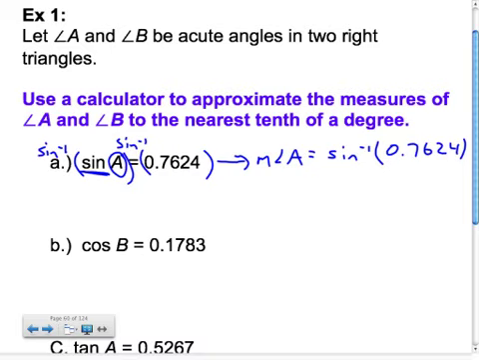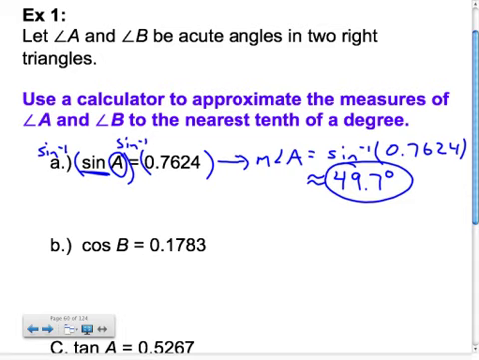At that point, you grab a calculator, and now it's just a plug and chug problem. When you do inverse sine, inverse cosine, or inverse tangent, you hit the second button or the shift button on your calculator, and that will get you the negative 1. So you'll use inverse sine of 0.7624, hit enter, and this angle measure here is roughly 49.7 degrees. That's how we're going to solve for angle measures. Again, if you're solving for an angle, you're using inverse.